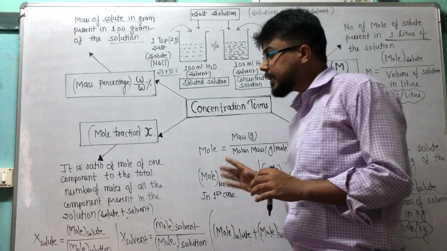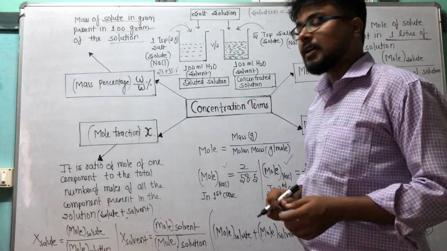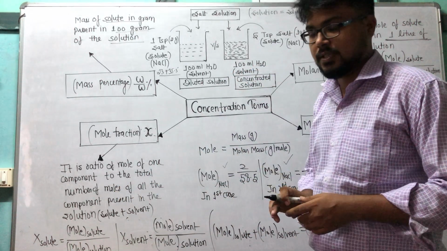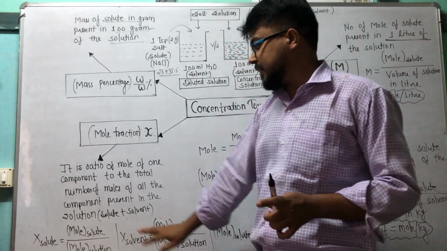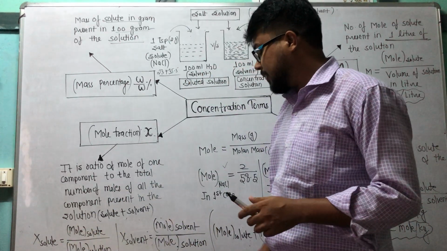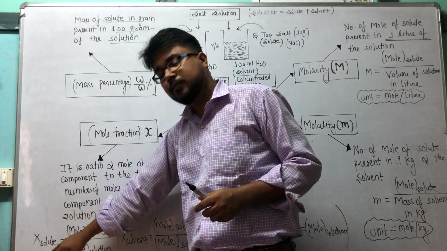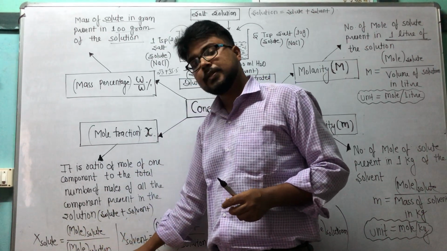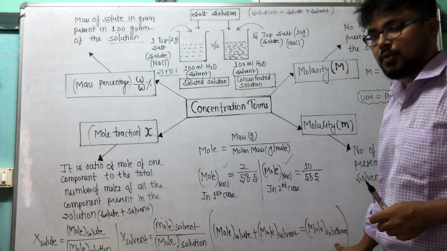Correct? Next is mole fraction. What is mole fraction? It is the ratio of mole of one component to the total number of moles of all the components present in the solution. Here solute plus solvent make the solution. So the mole fraction of solute will be mole of solute divided by mole of solution. What is mole of solution? Mole of solute plus mole of solvent equals mole of solution.